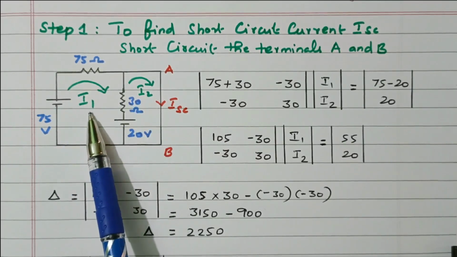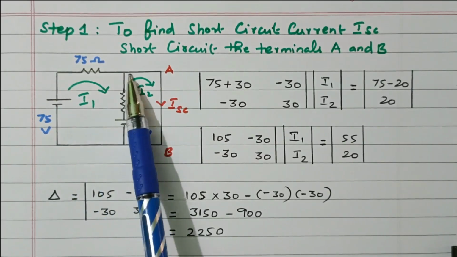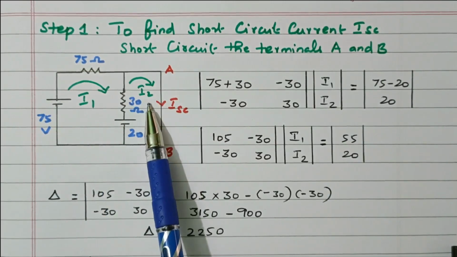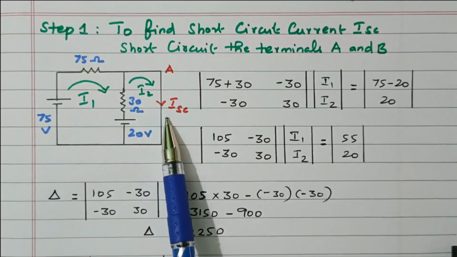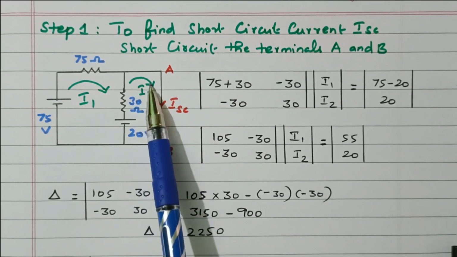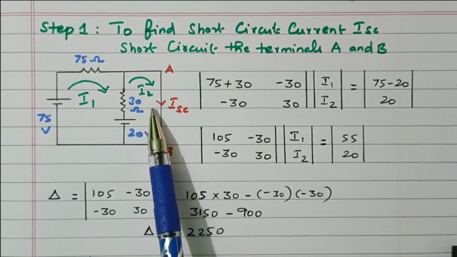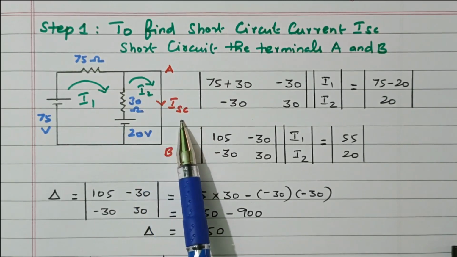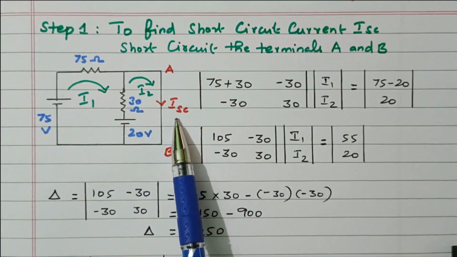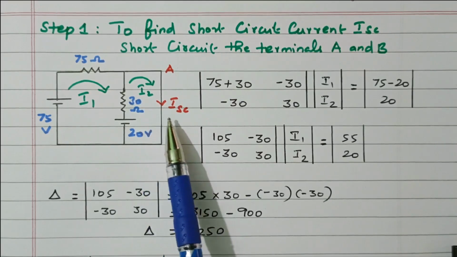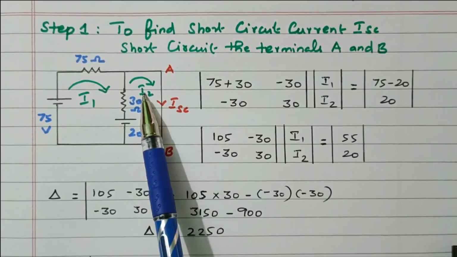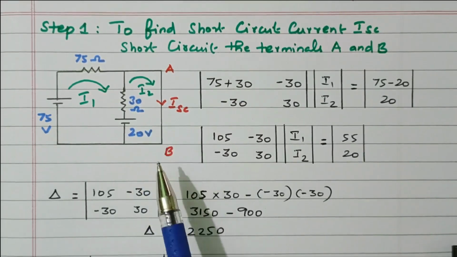The current flowing in the first loop is I1. This is the second loop. The current flowing through the second loop is I2. So I2 is nothing but ISC. Both are the same. This I2 is flowing in the second loop, so the current flowing through AB is also I2. So I2 is equal to ISC. We need to find I2, and if you calculate I2, that is nothing but ISC.